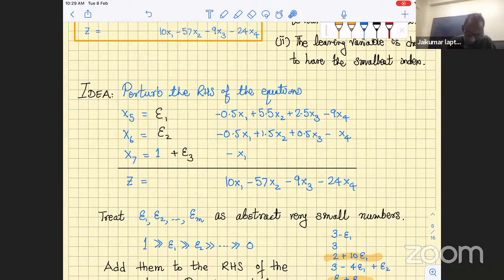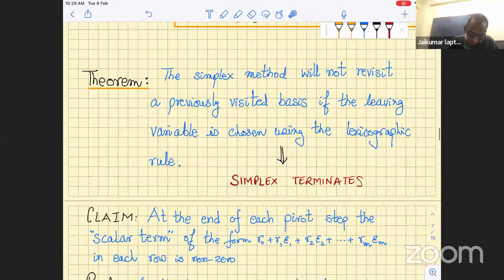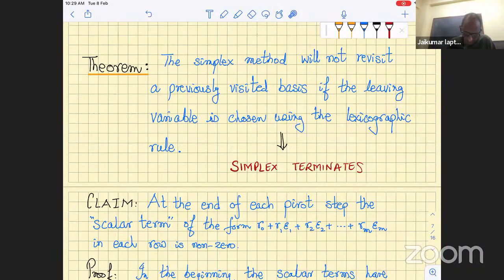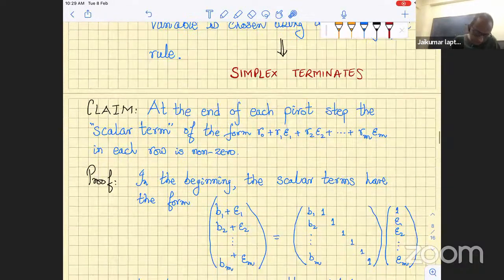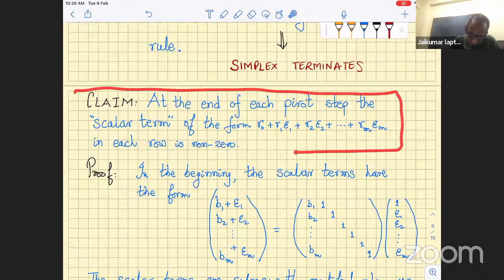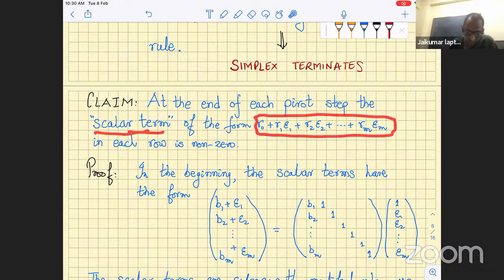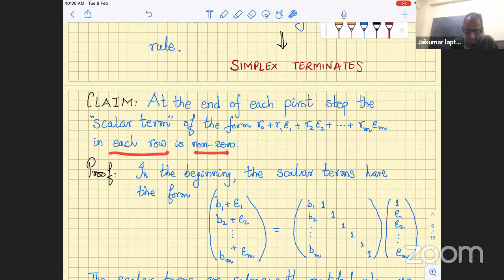Okay, I'm saying the same thing again many times. Okay, good. So now this is where we were, and everything rests on this. At the end of each pivot step, the scalar term, and by scalar term, I mean the term which looks like this in that equation, in each row is non-zero. Okay, by each row, I mean each row of the equation part.